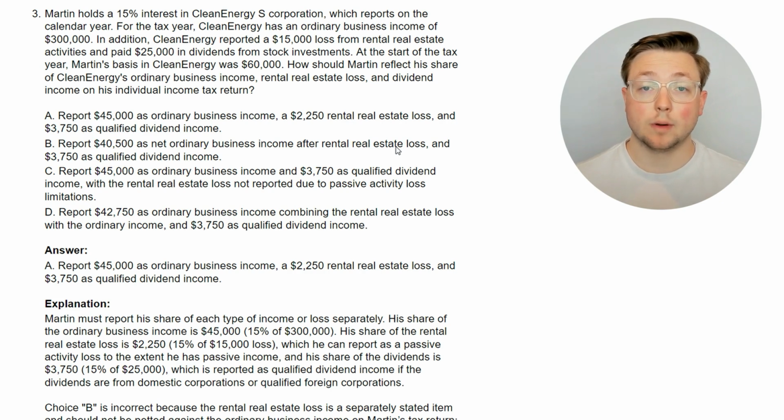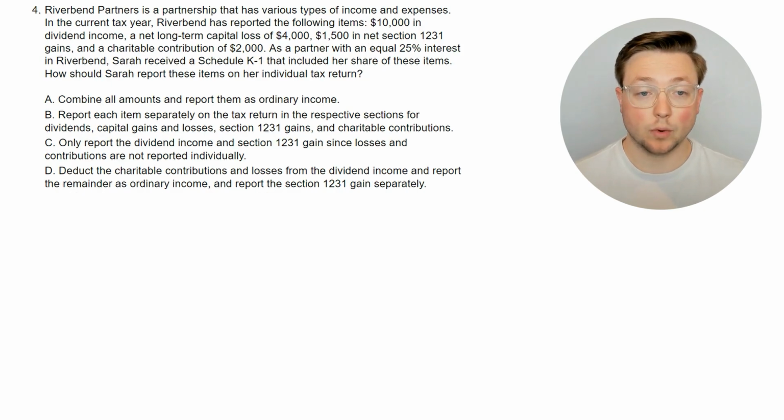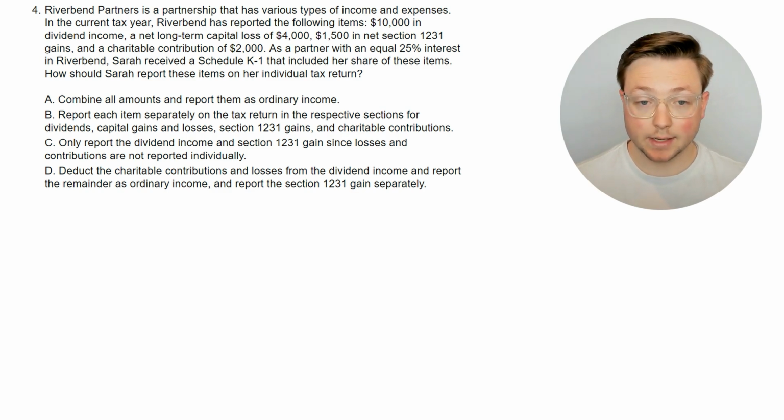Again, we're going to learn more about separately stated items in the next question, so let's go ahead and go to the next question. Here's question 4. Riverbend Partners is a partnership that has various types of income and expenses. In the current tax year, Riverbend has reported the following items: $10,000 in dividend income, a net long-term capital loss of $4,000, $1,500 in net Section 1231 gains, and a charitable contribution of $2,000. As a partner with an equal 25% interest in Riverbend, Sarah received a Schedule K1 that included her share of these items. How should Sarah report these items on her individual tax return?